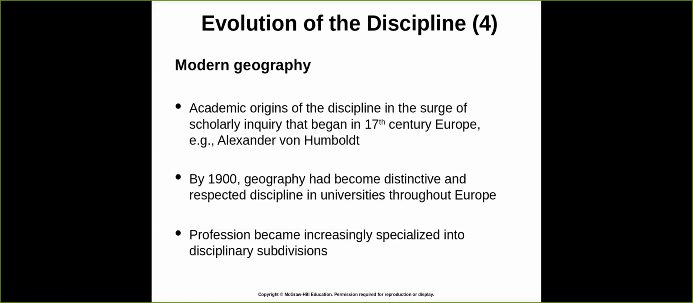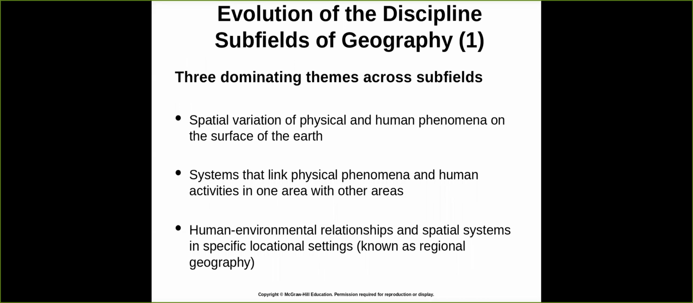Each of these chapters is a specialized disciplinary subdivision within geography. So what are the dominating themes across all these subfields? Spatial variation, again, spatial systems and the linkages between those, and human environmental relationships over those spatial systems in specific locational contexts. And that is going to be regional geography.